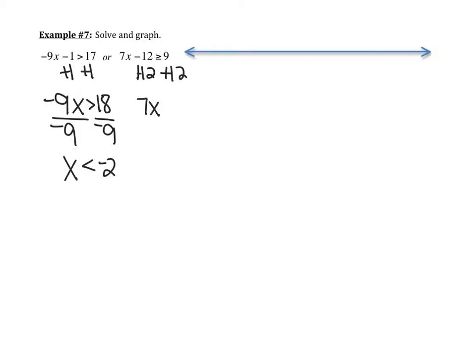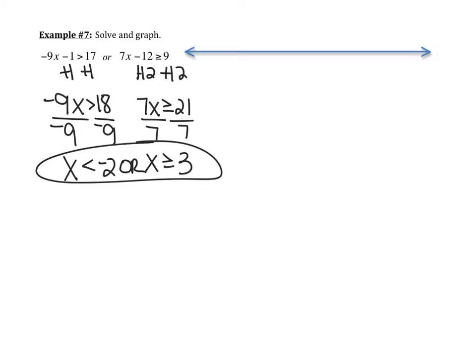Then I'll add 12 to both sides. So I get 7x is greater than or equal to 21. Divide both sides by 7, so x is greater than or equal to 3. Put or in between my answers, and there's my final answer. To graph it, I would leave an open circle at negative 2, and it's less than, so it's going to the left, and fill it in at 3, and make it go to the right.